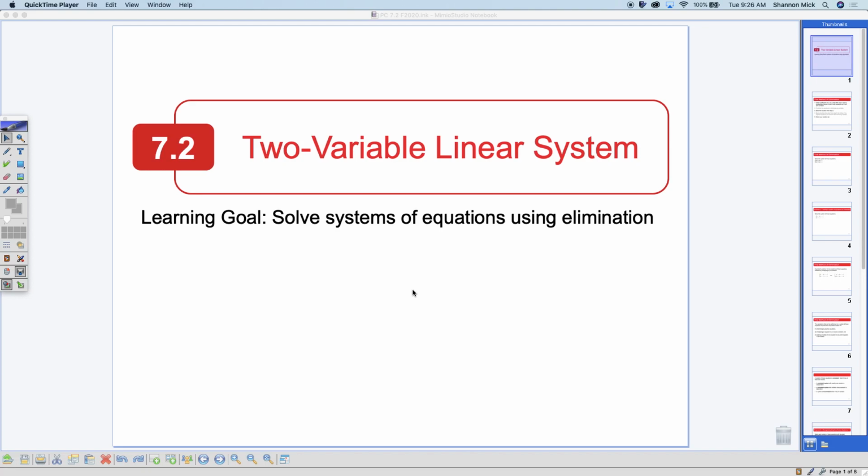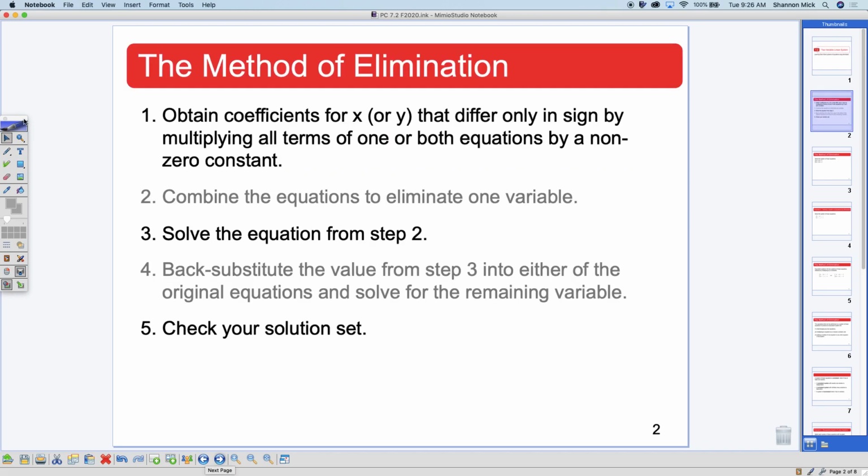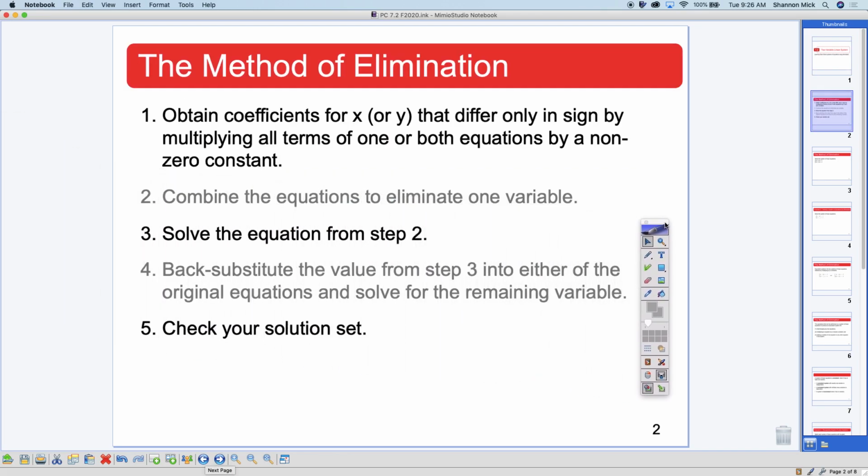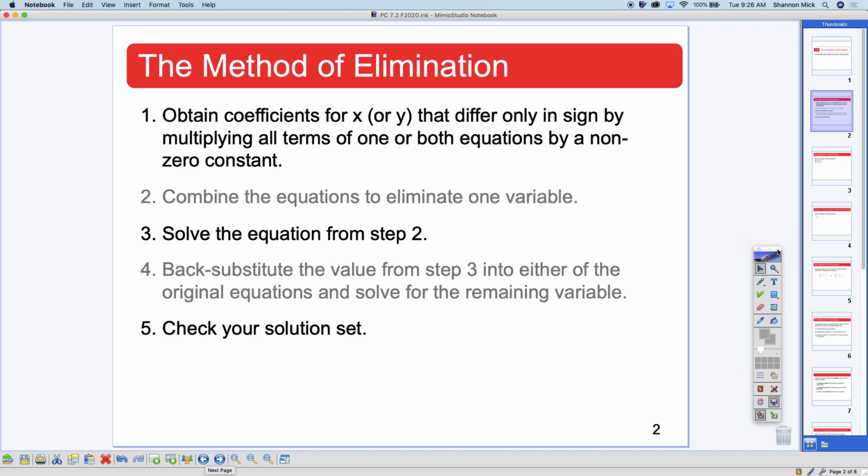Okay, so 7.2, we're using elimination. We've done substitution, we did graphing, now we're using elimination. Elimination is exactly what it sounds like. You are eliminating variables. On the steps, they're two different colors just because I made them two different colors, no other reason. Okay, so the method of elimination.